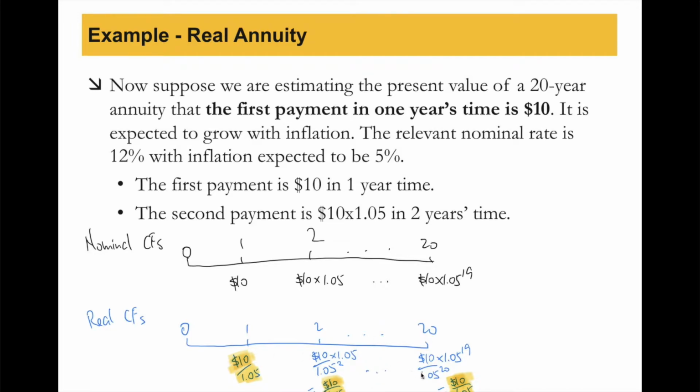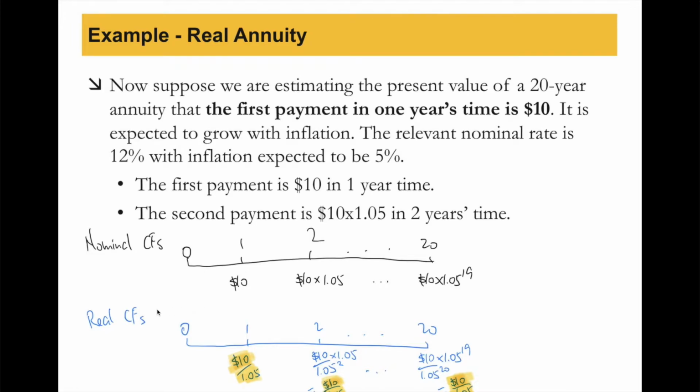And if you keep going, say all the way to year 20, the nominal cash flow will go up to $10 times 1.05 to the power of 19. But because it's been 20 years, to adjust it for inflation, or really to deflate it, you need to divide that term by 1.05 to the power of 20, such that in the simple form, it will still be $10 divided by 1.05. So you can see that now we have an annuity because the cash flow is the same every year. So that would be your real cash flows.